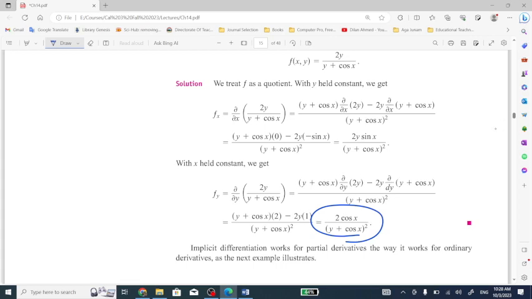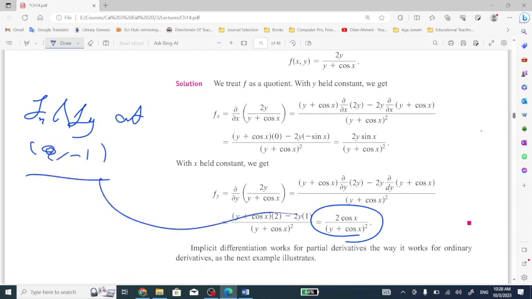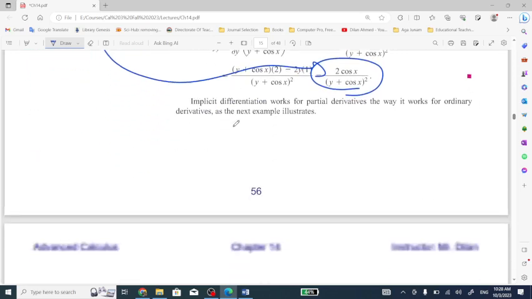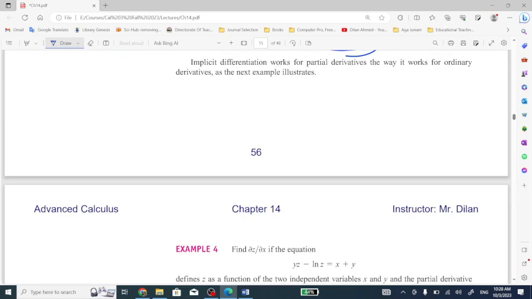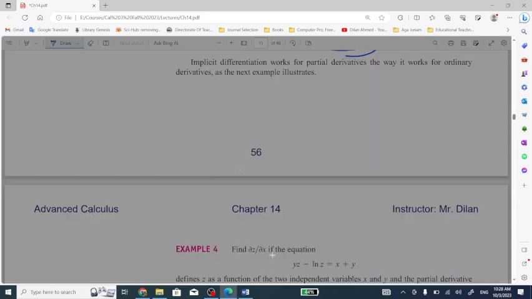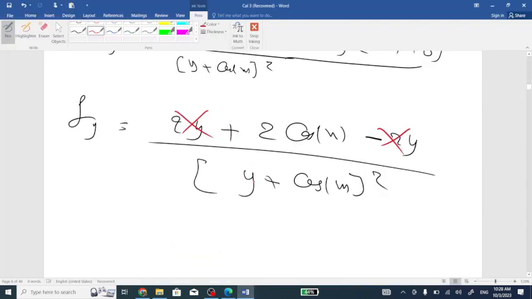For example, if I say find f_x and f_y at 2 and minus 1, can you do it? Yes. Put x and y here, finally, only in the final step. The last step, put that one. Okay. Now, find this one.